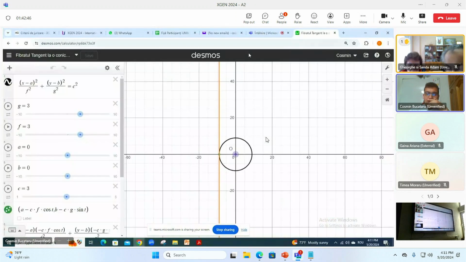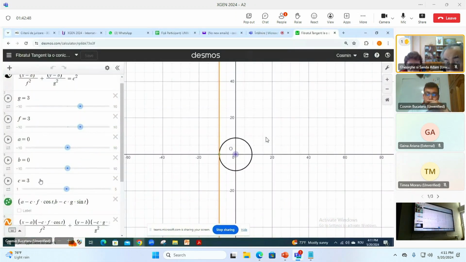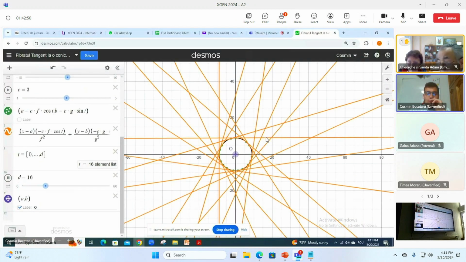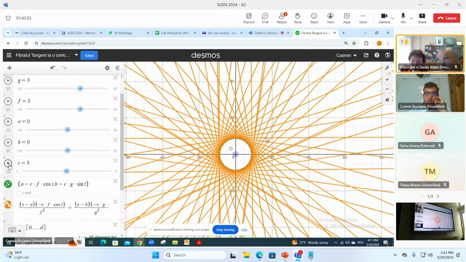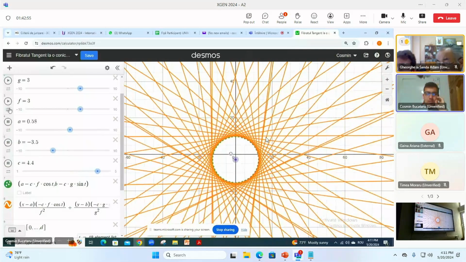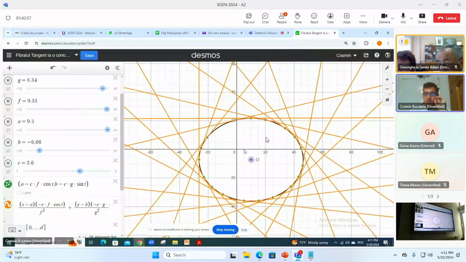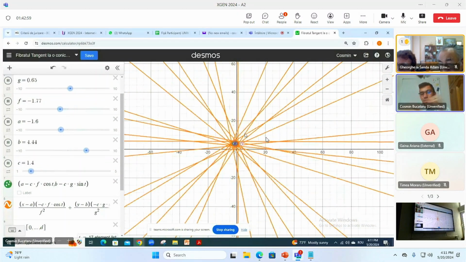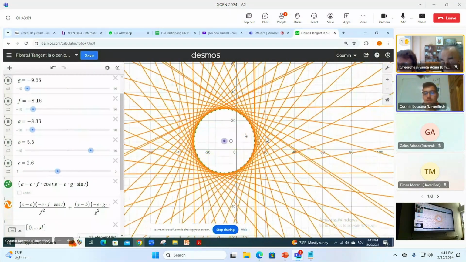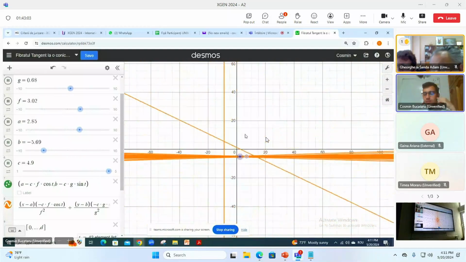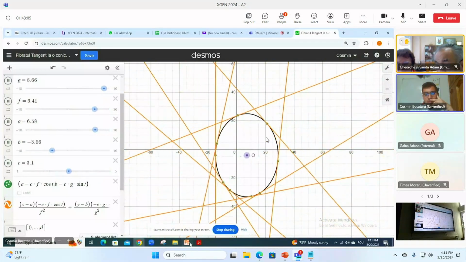I just made an application by myself using the software Desmos, and this is how it works. So this is the personal example where we can see how the tangent bundle is related to a manifold.